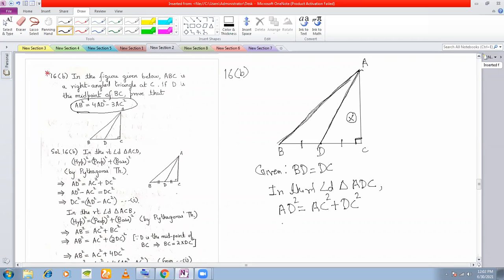So this is done. And in the other one also we write in the right angle triangle ABC, I have AB square is equal to AC square plus BC square.